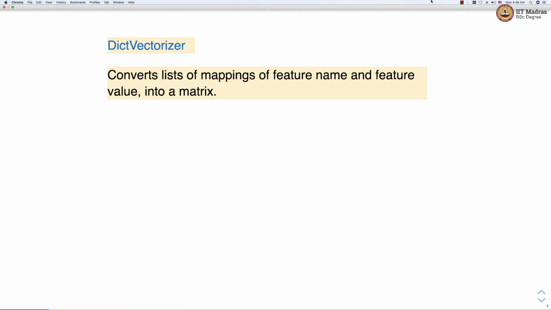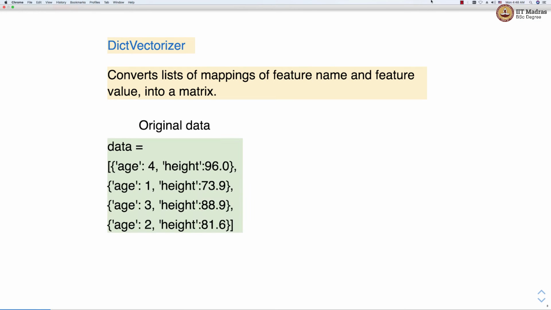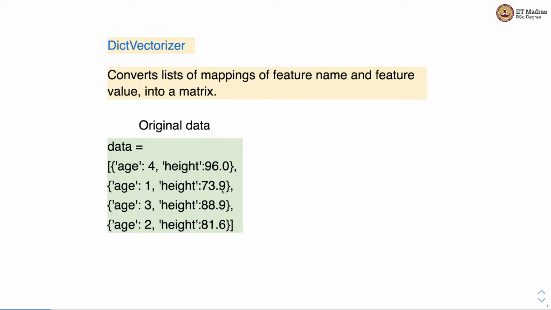The dictionary vectorizer converts a list of mappings of feature names and feature values into a matrix. Let's take a concrete example. Let's say this is the original data, in the form of a data frame. The data frame has two columns, age and height, and four rows or four samples. The first one has age 4 and height of 96. The second one has age 1 and height of 73.9, and so on.